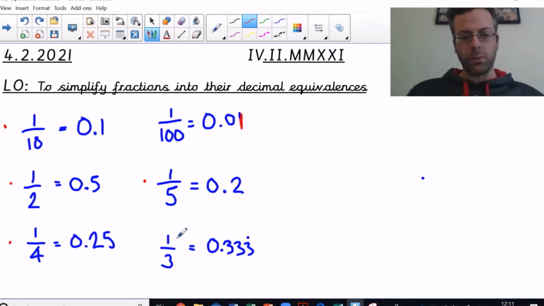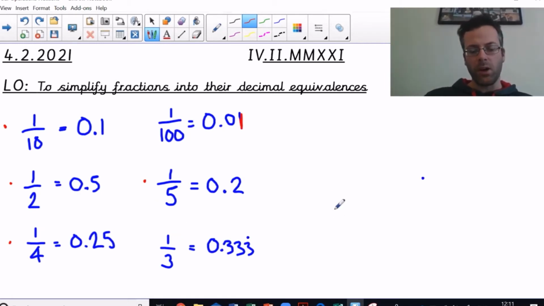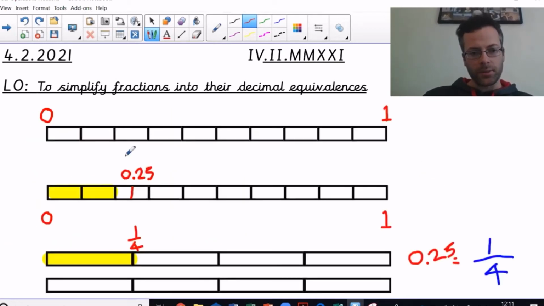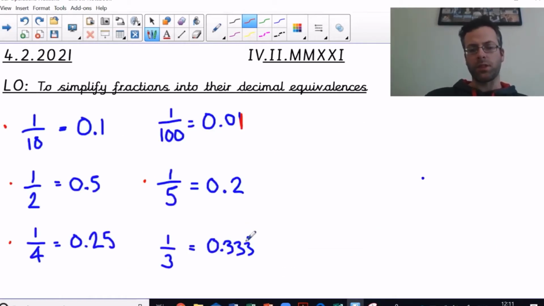Now 1/3 is a tricky one, because if I split a whole into 3 parts, I'll just quickly show you on this one. It's really difficult to do, and there'd be one like here and one like here, if I was trying to split it into 3. What that actually means is 0.1, 0.2, 0.3, and then a third of that. So a third is going to be 0.333.